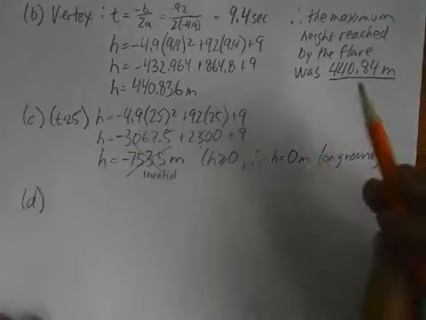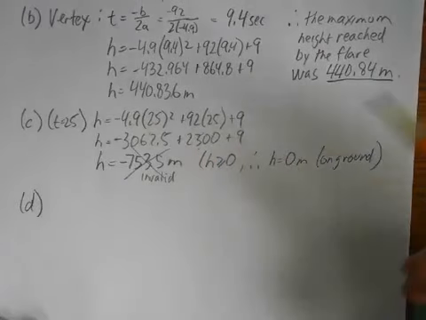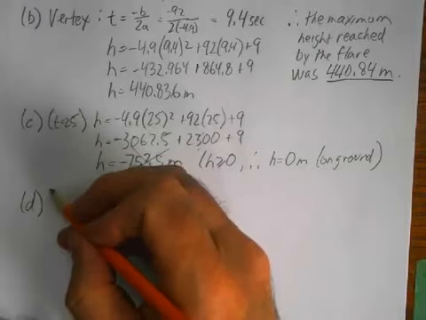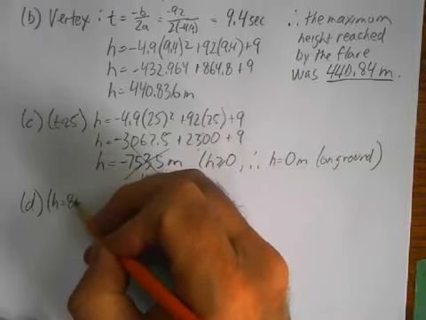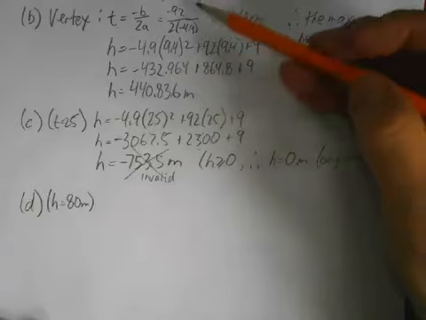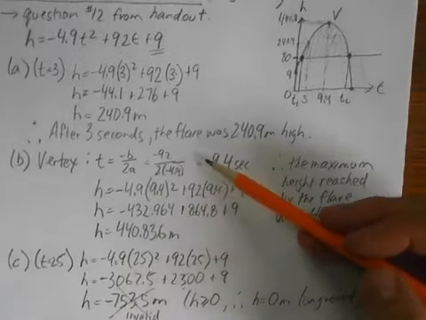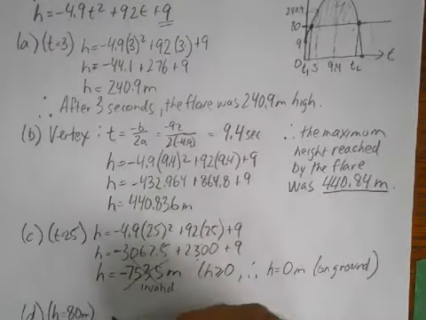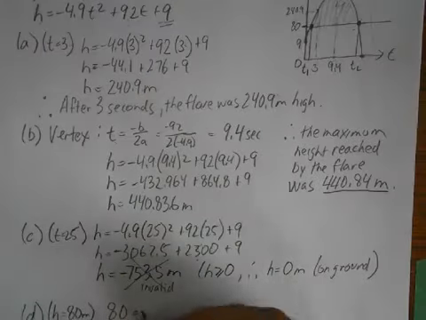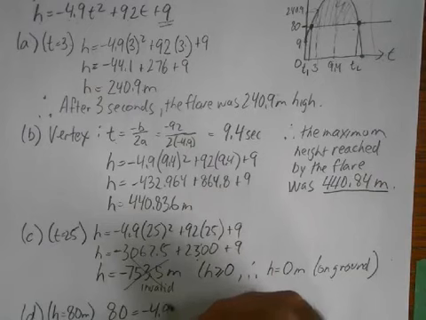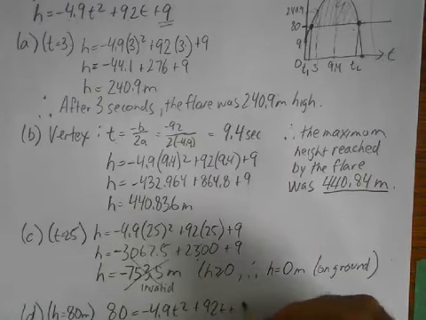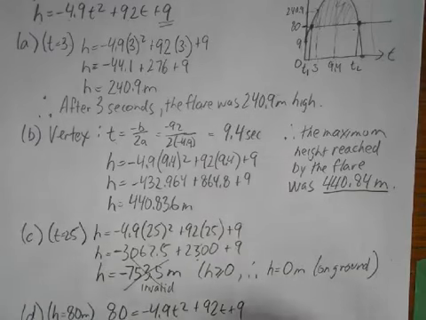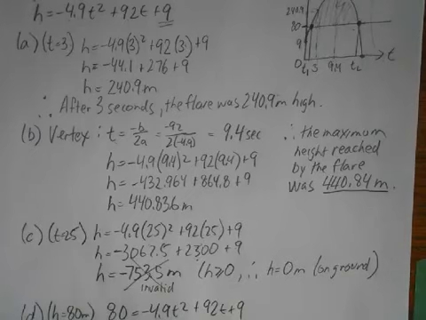Okay, so again, now what do I know here? I know that the height is 80 meters. So I go back to my equation, and I'm going to set the height equal to 80. So that means 80 is equal to negative 4.9 t squared plus 92t plus 9. And this is a solving equation. So we're not finding the vertex here, we're solving the equation.